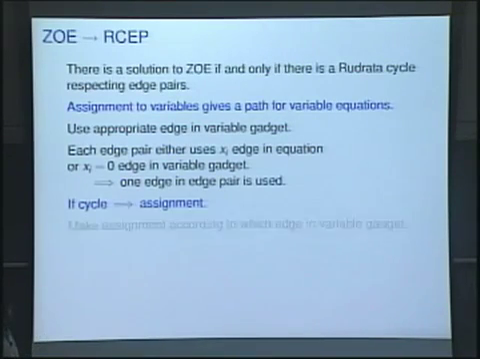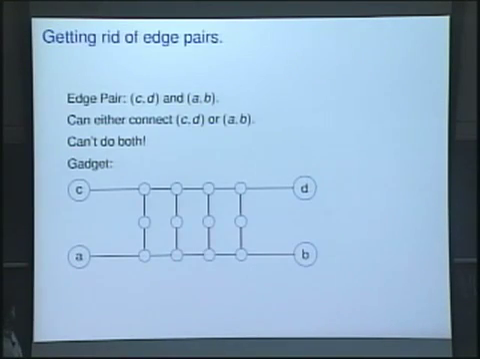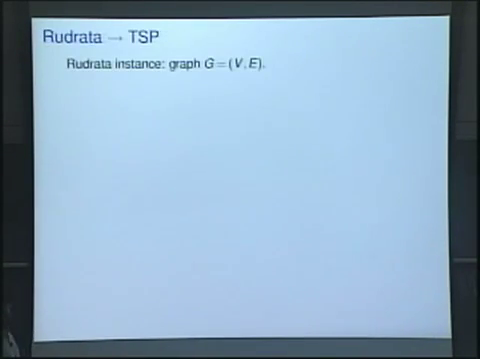But still, okay, so we have this edge pair. This is the gadget, and with a little bit of work, you can show that you can't do anything else. Okay, so now I'm going to show that Rudrata cycle reduces to TSP, and this is an easy reduction.